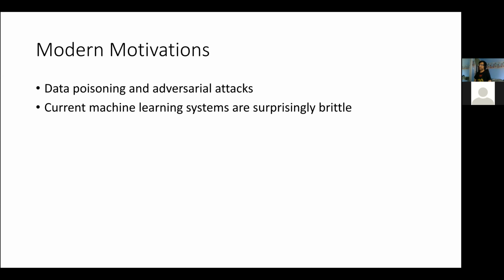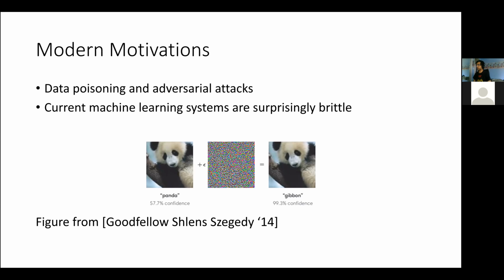It turns out that current machine learning systems are surprisingly brittle. For example, here's a picture which many of you I'm sure have seen before. Let me explain what this is saying. On the left, there's a picture of a panda, which any of you will say is a panda. And in fact, a state-of-the-art image classifier will also say this is a panda with 57.7% confidence. I'm sure we can do better now with modern methods, this is from a few years ago. So this is a panda, we all agree on that.